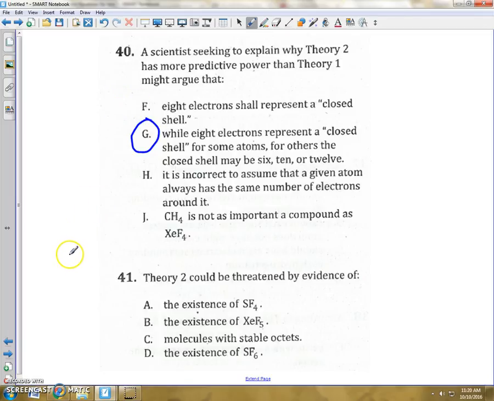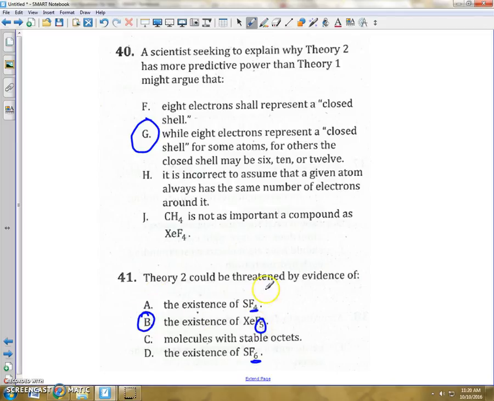And finally, 41. Theory 2 can be threatened by evidence of... And so theory 2, we remember, is basically talking about how there's all these pairs, right? Well, you'll notice that this is an even number, so there probably are pairs there. This has an even number, so there are pairs there. Molecules with stable octets are fine because there's pairs there. So which of these is the only one without pairs? Well, you have this F5. How's that going to work? And this is the correct answer.